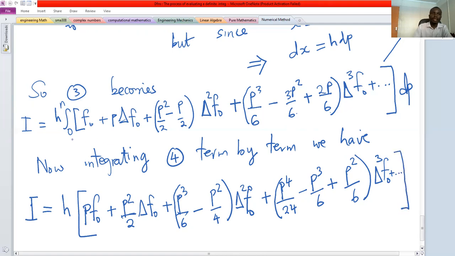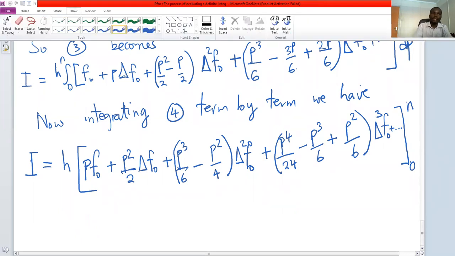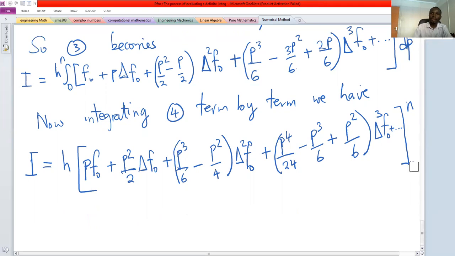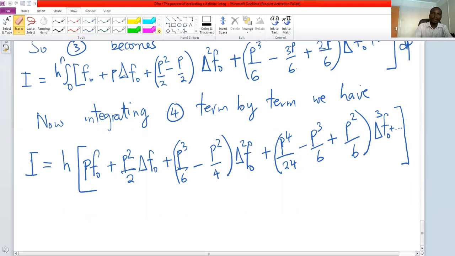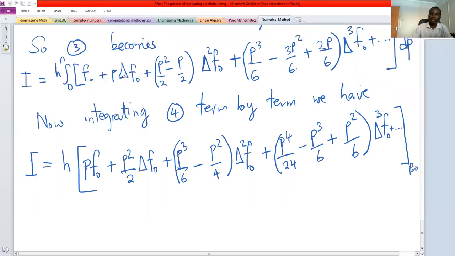And then remember, we are integrating from 0 to n. So here is 0 to n. Actually, to be specific, say p equals 0 to p equals n. So that was the variable for integration. So p equals 0 to p equals n, which means all the lower limits will be 0 because every term here has a p.